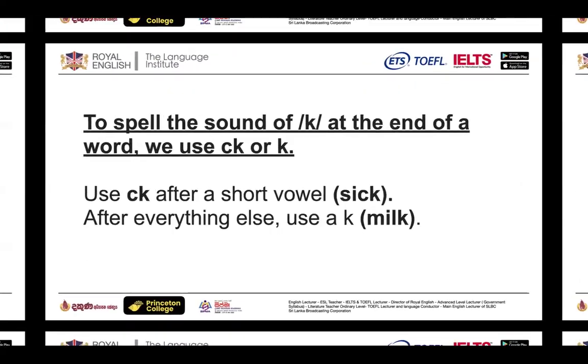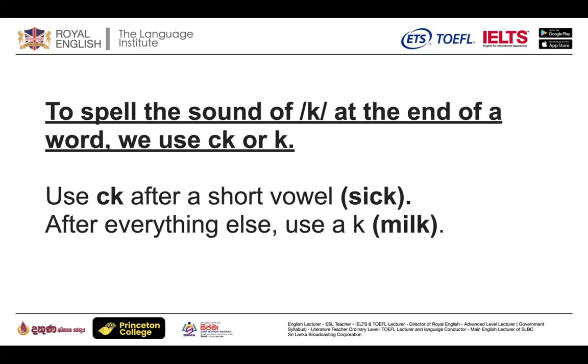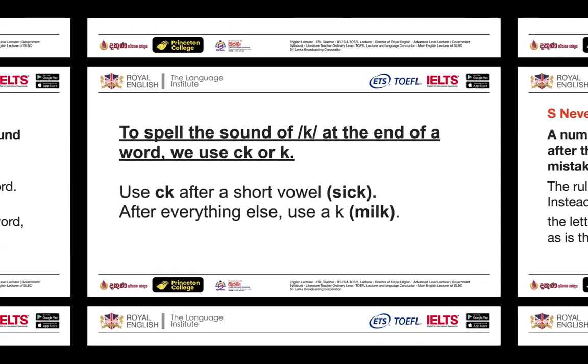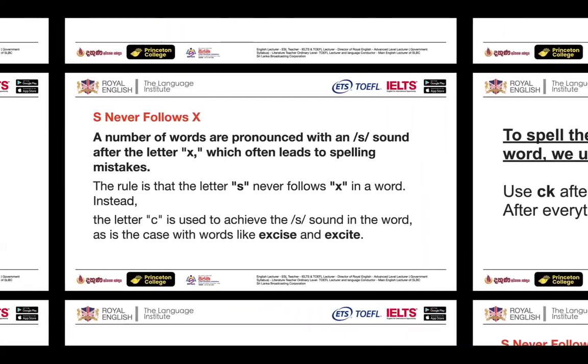To spell the K sound at the end of a word, we use CK. So we have to use CK after a short vowel, like sick. After everything else, you use only K, like milk, likewise. Okay, next, let's jump up to the next one.